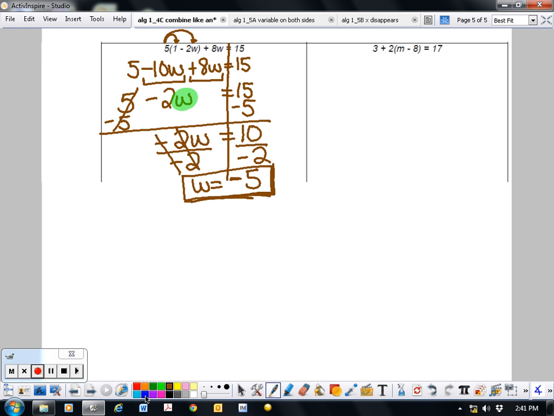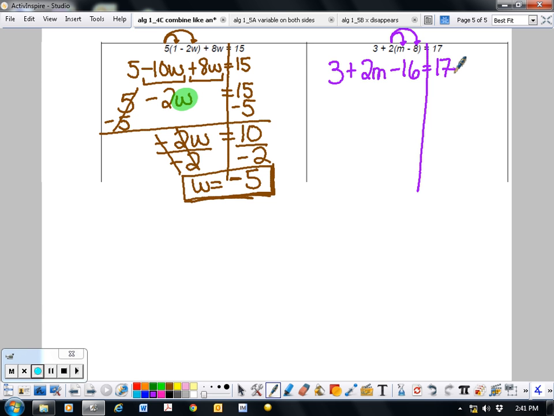Okay, so this is what I was kind of alluding to in the last problem. Again, we draw our line. We distribute that 2 inside. So this 3 is just out here chilling. 2 times m is 2m. 2 times negative 8 is negative 16. And in all of our other problems we've had 2 x's or 2 y's or 2 a's or 2 w's. This one I don't. I just have the 2m, just one of those terms.